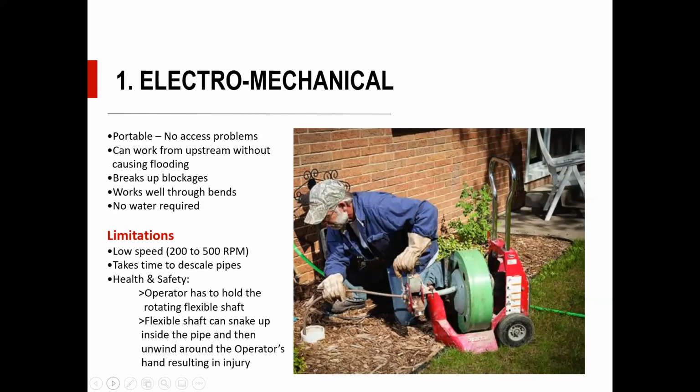When we're using this type of machine, you can work from upstream without causing any flooding issues. It's just purely electromechanical. The motor turns, rotating the steel cable that the operator's holding, and you push it down the pipe, and we use it to break up blockages. It's very flexible, so it will go easily around any bends and traps. And because it's a mechanical device, there's no need to use any water. Hence the low risk of creating flooding, because we're not adding water into the situation.